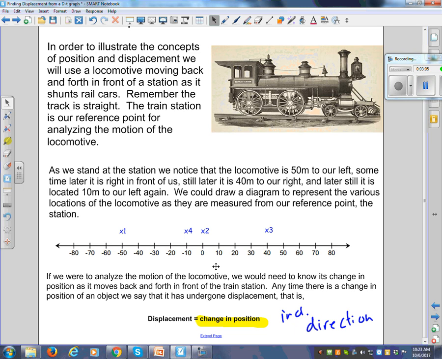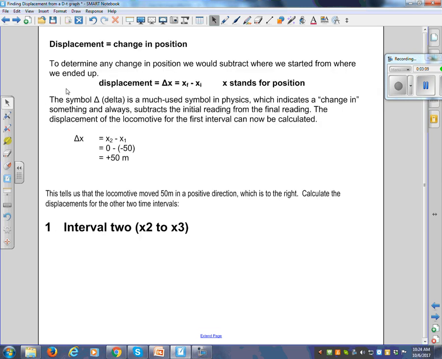But what do you do when the numbers don't work out so nice and easy like that? You need sort of a formula, an algorithm, a step. And it's pretty straightforward. It's just subtract, right? To determine any change in position, we would subtract where we started from where we ended up. So the formula is displacement is delta x. X stands for position. Delta x, what does the little triangle delta stand for? Change. Okay, it's the Greek letter D. And then I got here xf minus xi.